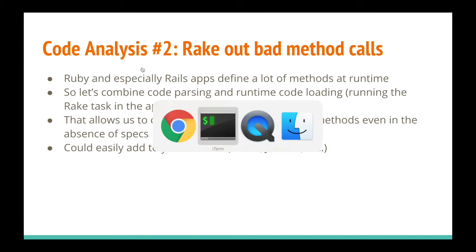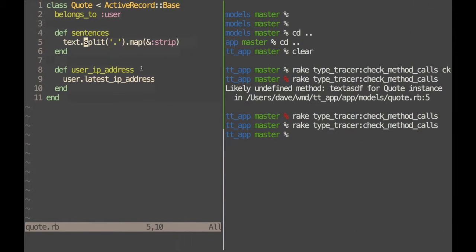So what about things that are not a top-level call? Like text here, it's being called on an instance of quote because it's within quote. It's being called on self, basically. But this split call here, what type it's being called on depends on what type text is, and that gets into the whole type inference thing throughout your code.